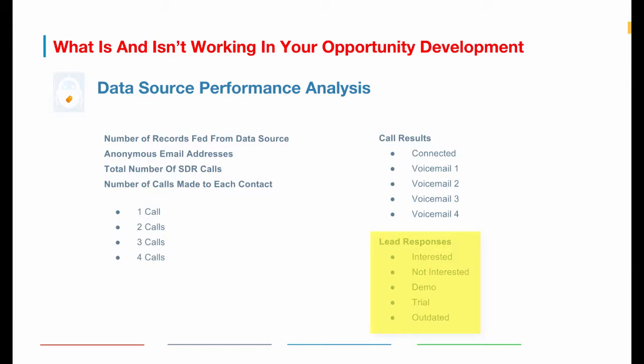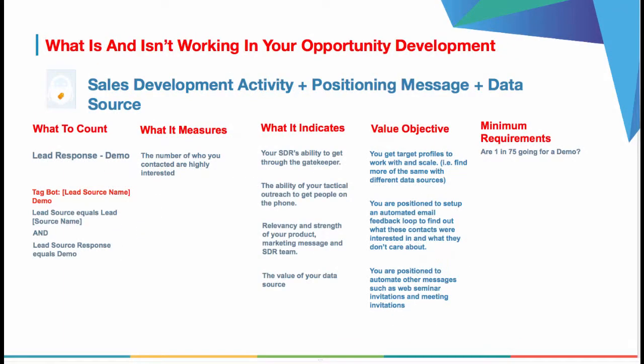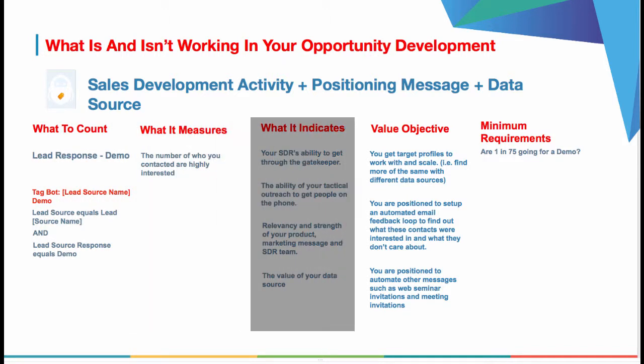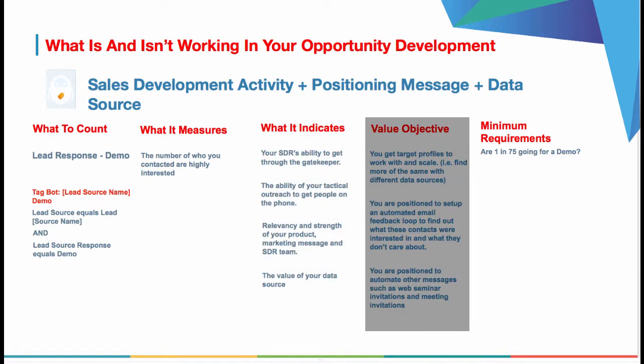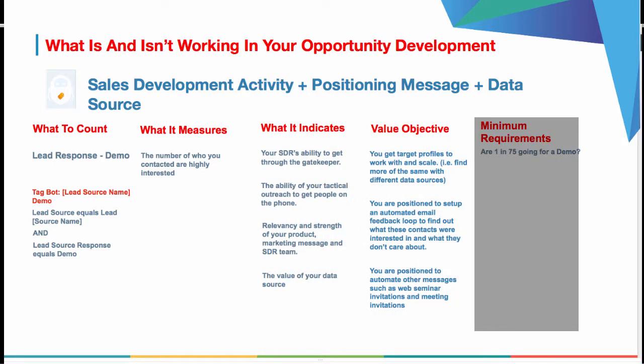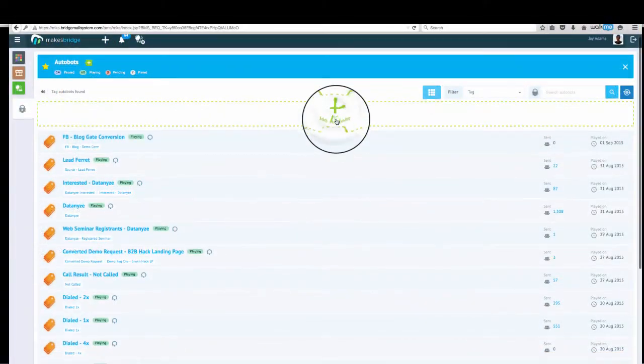Lead response is the ultimate indicator about what is and isn't working in our opportunity development. It's going to tell us if our marketing messages are off point. It's going to tell us if we're targeting the right people. It's going to tell us if our sales development reps are well trained and on point, and will also let us know if our lead source is any good. Also, if you passed the gate page on your way to this video, we offer you a document that maps each bot, its filter rules, what it measures, what it indicates, the value of what it's telling you, and minimum performance requirements. Now I'll show you how to set up a tag bot.